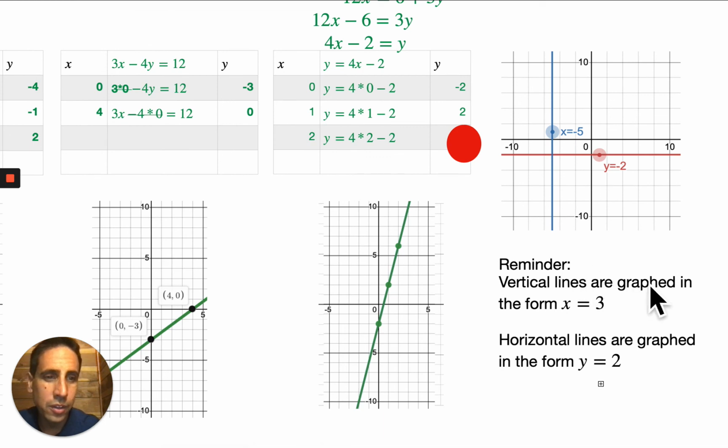So remember, vertical lines are graphed in the form like x equals 3 or x equals 6 or x equals 10. And horizontal lines are graphed in the form y equals 2.